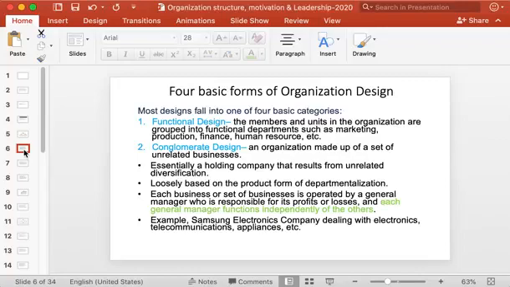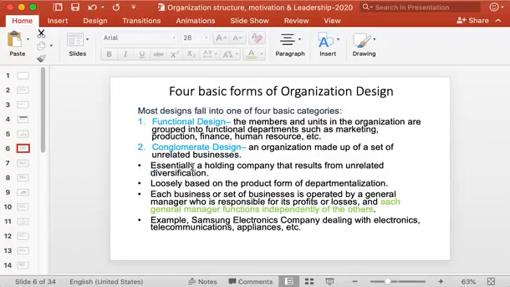Now moving on to the forms of organization design. Basically there are four organization designs, and most of the organization structures fall into one of these four basic categories.